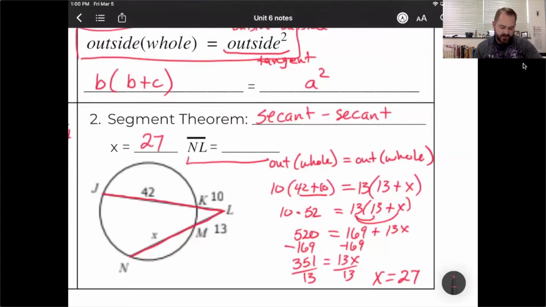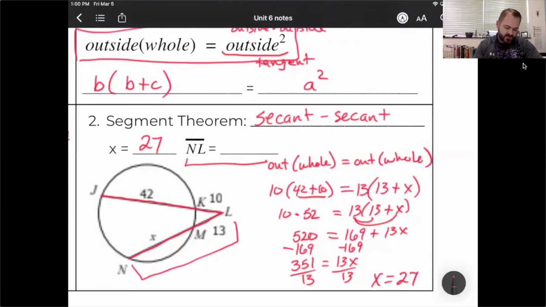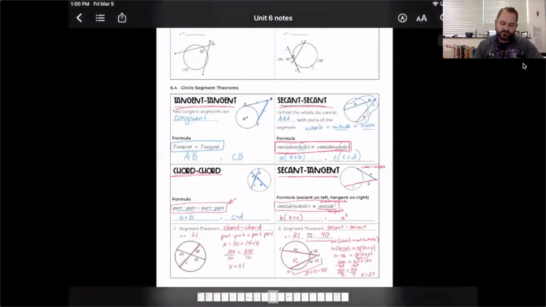They want the length of NL. NL is the entire thing. It's the whole secant segment length. So if X was 27, I have to add those two, 27 plus 13, to get NL, and that's 40. Okay, so let's keep on practicing this. Let's go ahead and go to some other examples.